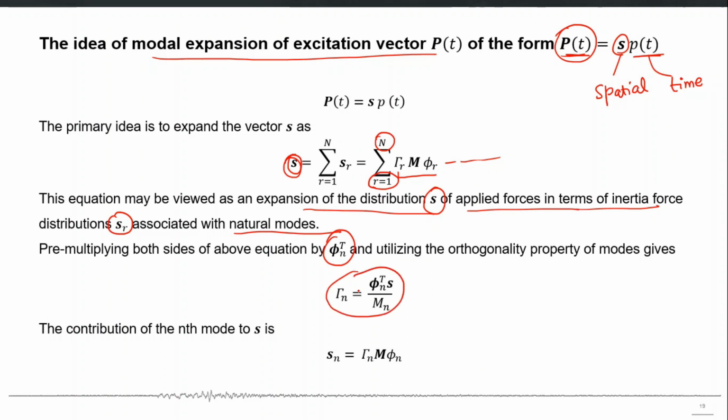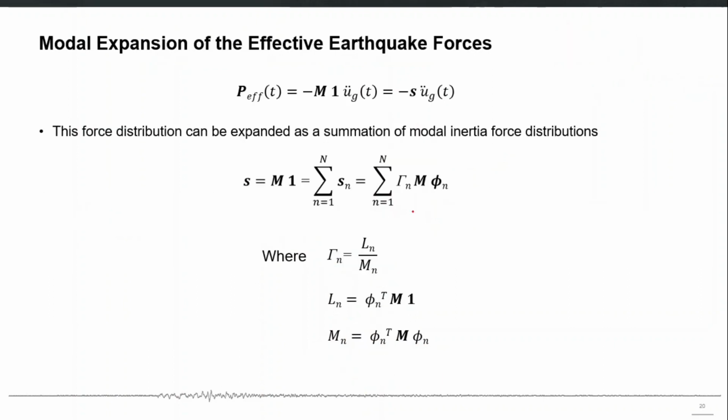Then we can rearrange it to have this expression, which simply says that the nth mode's spatial distribution will simply require the modal participation factor of that mode multiplied by the mass matrix multiplied by that mode shape. Since these two quantities, mass matrix and modal participation factor for a particular mode, are constant, Sn will have the same spatial distribution as phi n, or the mode shape. So this idea is further applied to the effective earthquake forces.